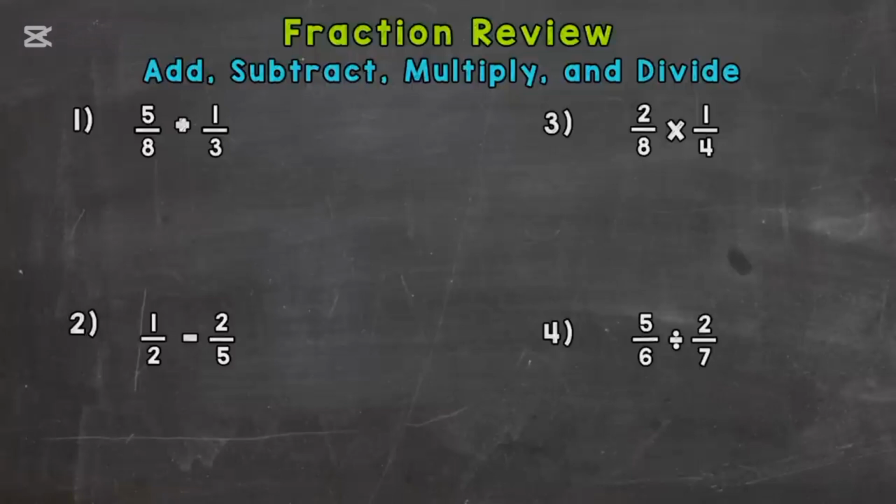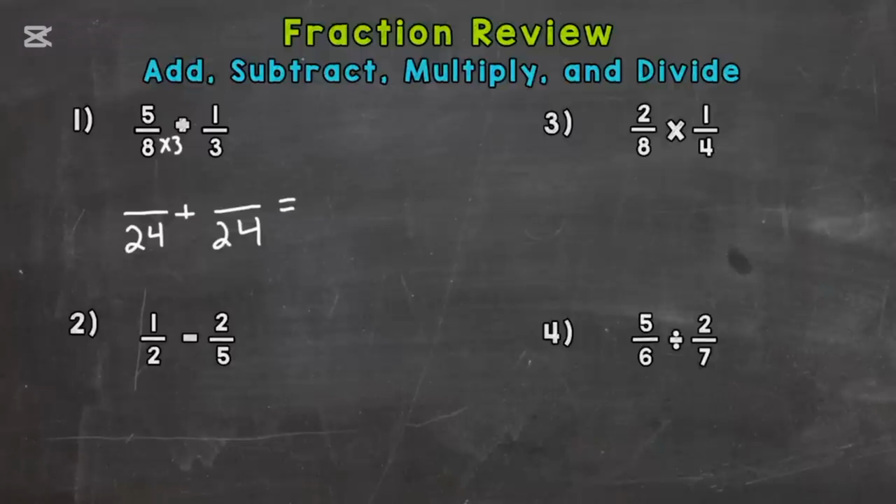So the common denominator for fractions will be whatever the least common multiple is. And the least common multiple for 8 and 3 is 24. So I'm going to rewrite these fractions below with a denominator of 24. So what we need to do now is rename them using equivalent fractions so they both have a denominator of 24.